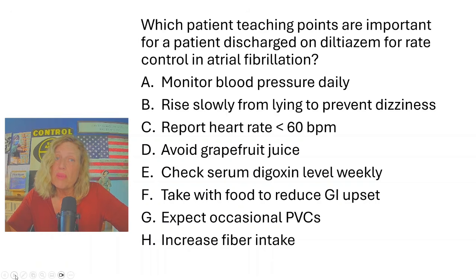Well, the purpose of the med is to control the rate, so we do expect it to bring the rate down, but we don't want it to be less than 60. We know that's sort of the standard, right? Beta blockers shouldn't be less than 60. Digoxin should not be less than 60. Calcium channel blockers should not be less than 60. So that's sort of standard of care, so I'm going to go ahead and pick that one too.